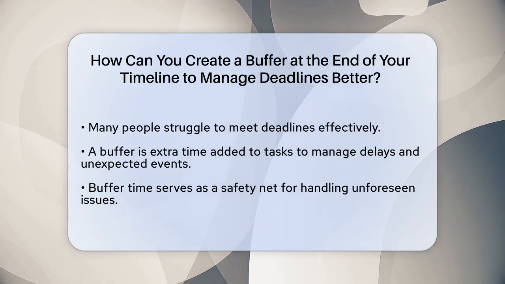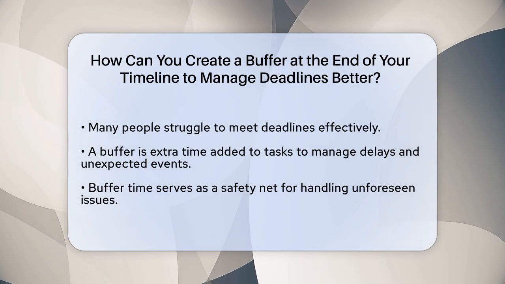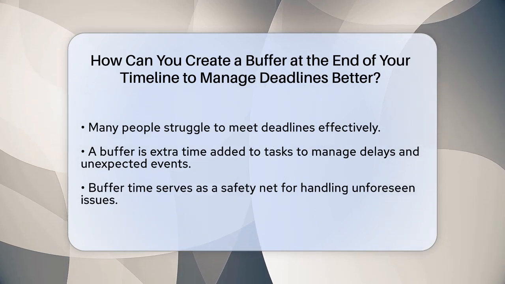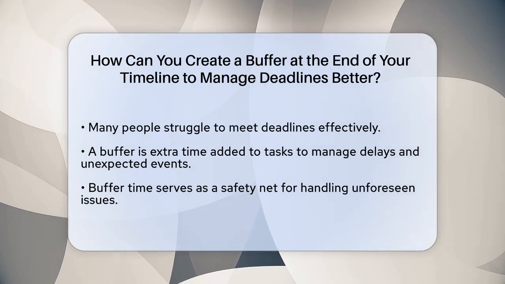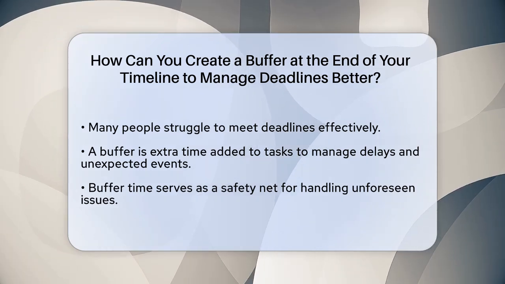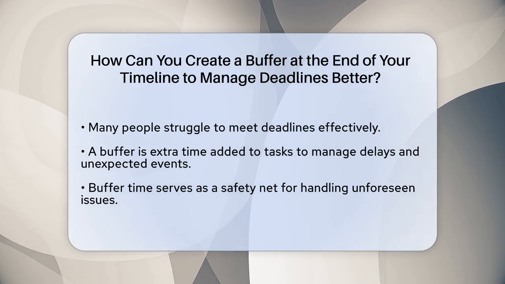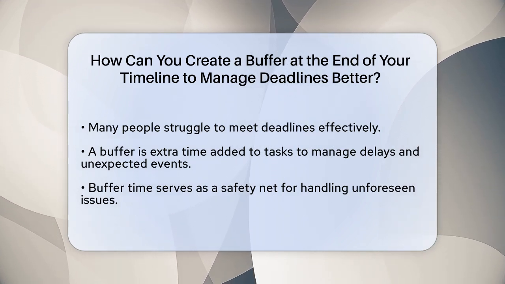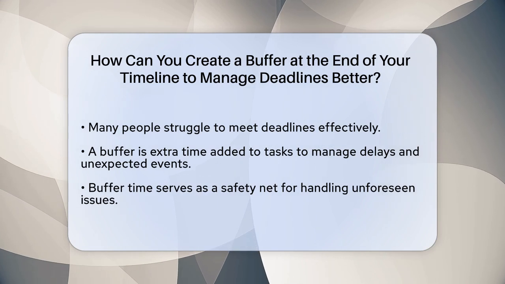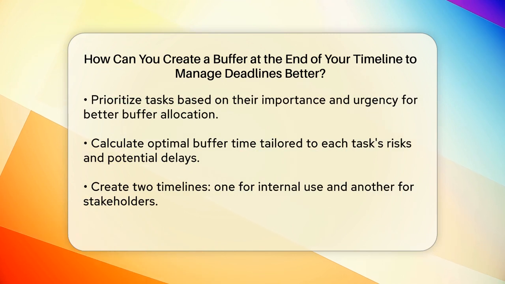First, understand what a buffer is. It's the extra time you allocate to tasks and projects to account for delays and unforeseen events. This buffer time acts as a safety net, ensuring you have enough time to handle any unexpected issues that might arise. To start, prioritize your tasks based on their importance and time sensitivity. This helps you understand which tasks need more buffer time due to their critical nature or potential risks involved.